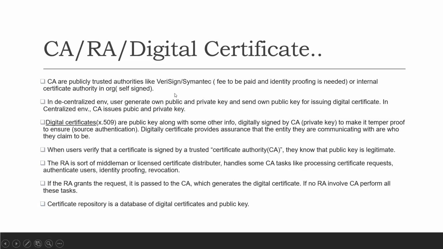The ultimate issuing authority is always the CA. So the RA will only assist the CA in many of these tasks which the CA must do. So the RA has the role of the middleman or the licensed certificate distributor. If the RA grants the request, it passes to the CA, which generates the digital certificate. If no RA is involved, the CA performs all these tasks alone.